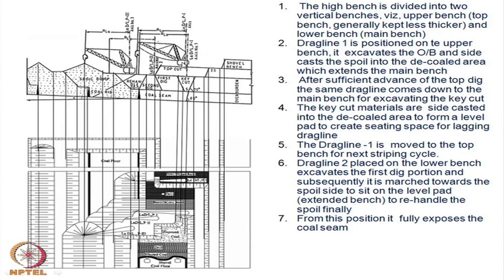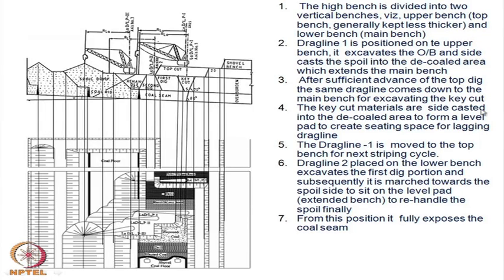It is placed over here, and it excavates the overburden and side casts the spoil into the decoaled area, which extends the main bench. It outcasts in this area, but it just touches this. Okay. After sufficient advance of the top deck, the same dragline comes down to the main bench. So what has happened? This top cut is made, the same dragline will be sitting over here, and it will give the key cut now.